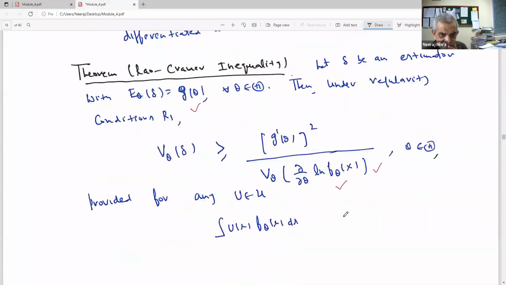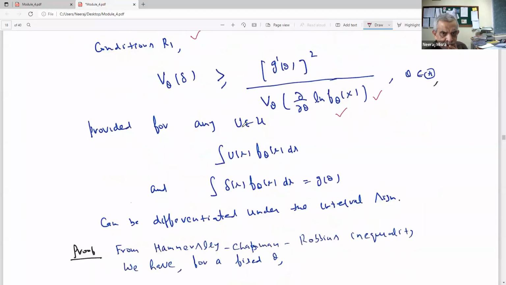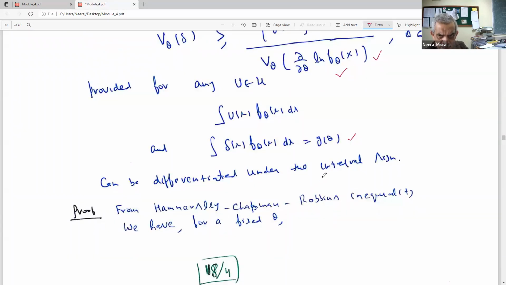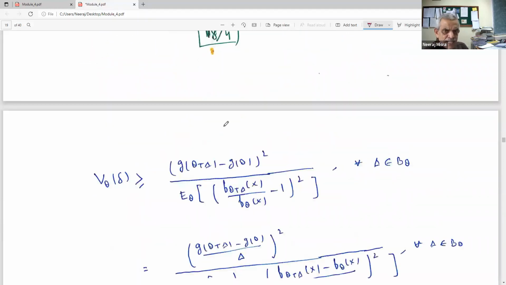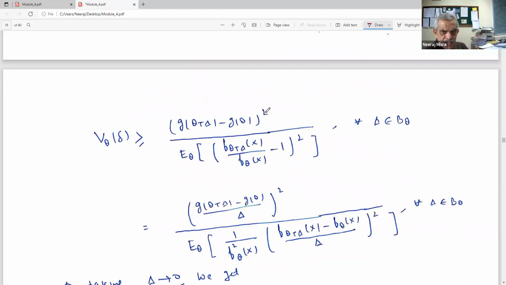So let's try to prove this, provided for any u belonging to U, the integral over U of f theta x dx and the integral of delta x f theta dx, which is equal to g theta, can be differentiated under the integral sign, which always happens in the exponential family, as I know. Now, from the Hammersley-Chapman-Robbins inequality, for fixed theta, variance of delta would be greater than or equal to g theta plus delta minus g theta whole square, divided by the expected value of this quantity.